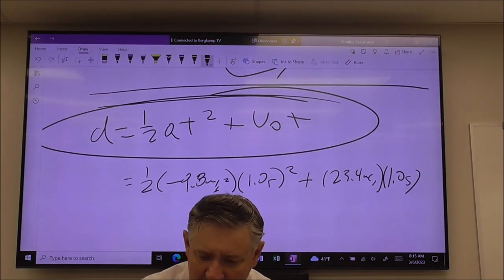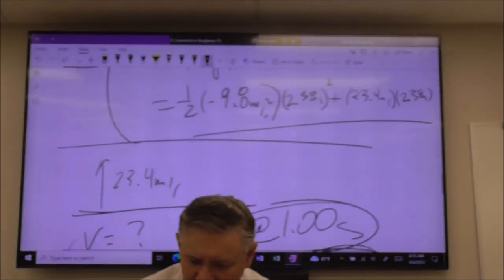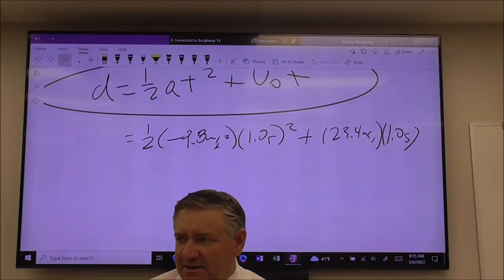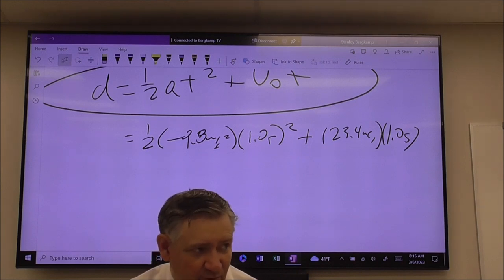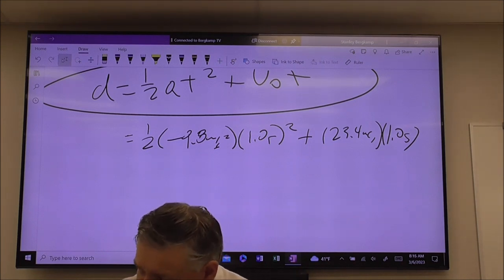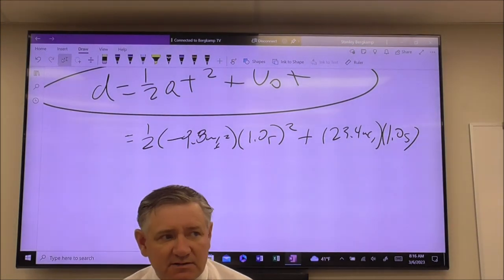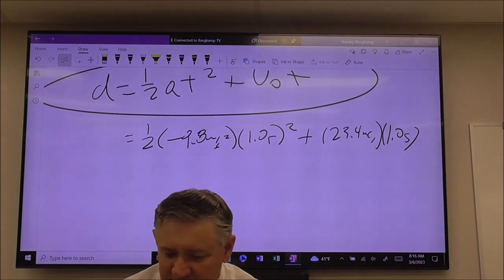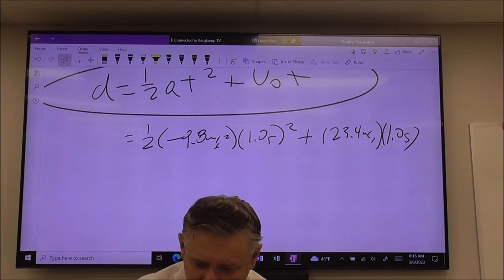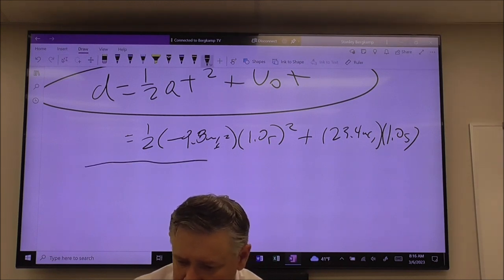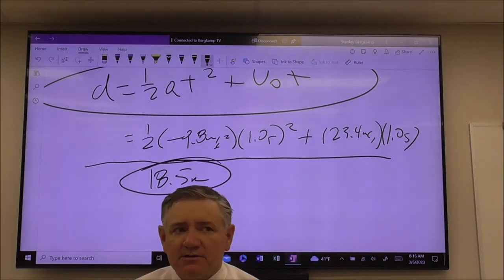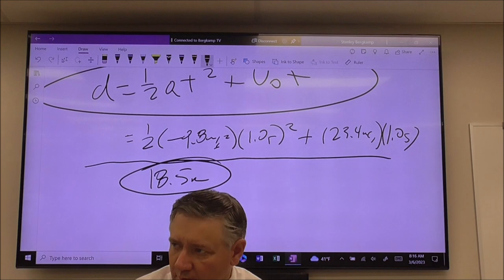Now, your maximum height, we said, what was our maximum height? 27.9. So clearly, my answer has to be less than 27.9. If I get an answer bigger than 27.9, I've done something horribly wrong. So basically, you're going to take 23.4 and subtract 4.9, and you're going to get 18 something. 18.5 meters. Okay? So that's how high you are at 1 second.